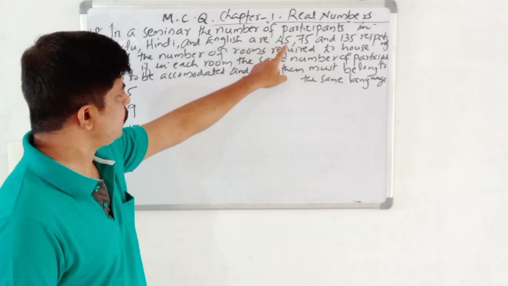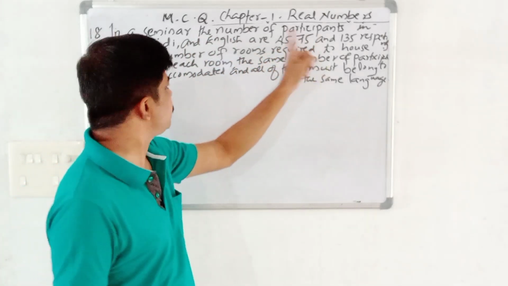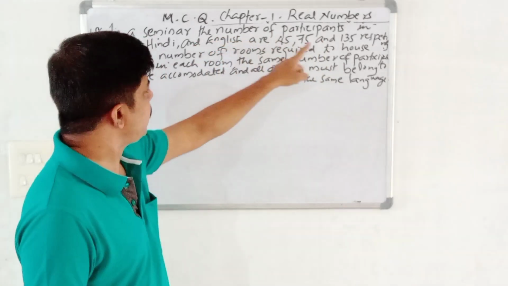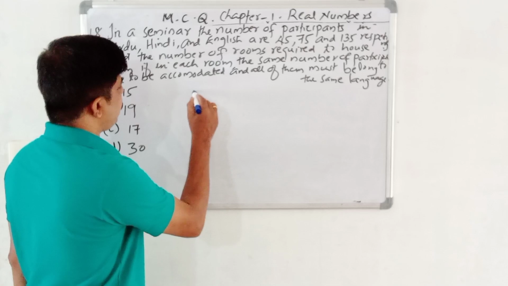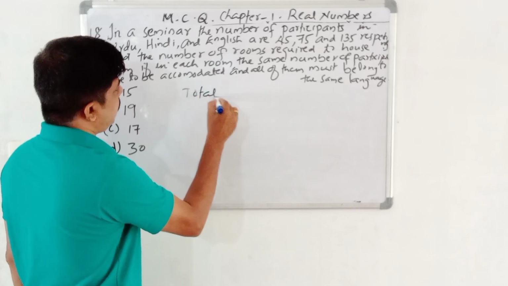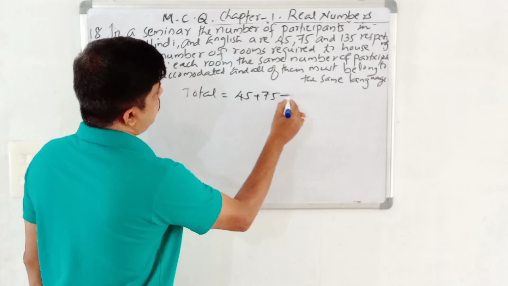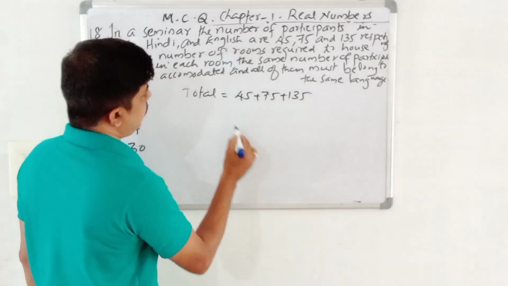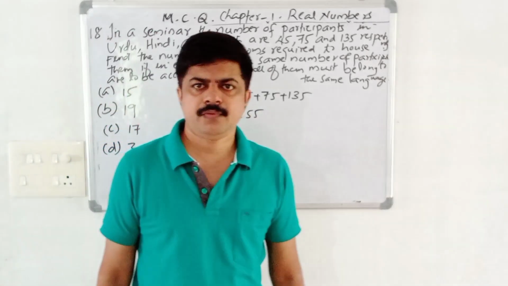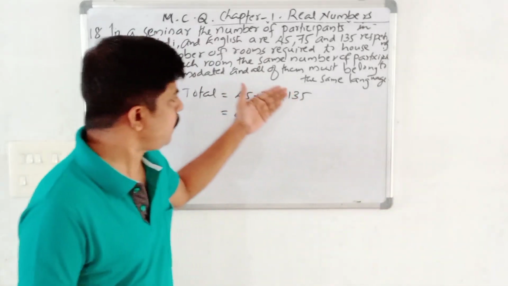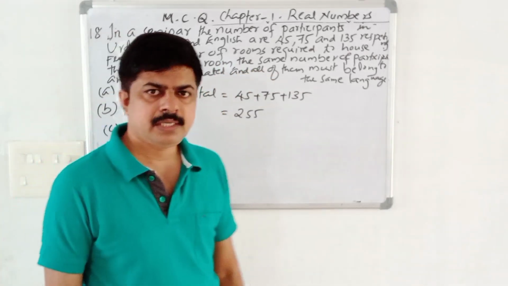Here we have Urdu students, 45 students, another language Hindi we have 75 students, and English we have 135 students. All total how many students we have? Total we have 45 plus 75 plus 135. We will be getting 255. There are 255 students. They have to be accommodated and all of them must belong to the same language.